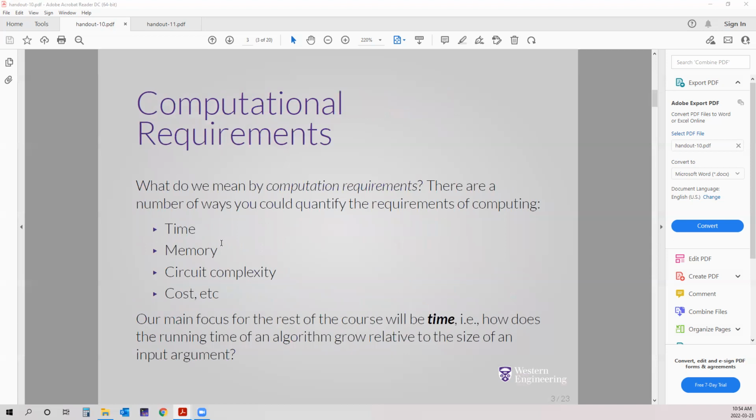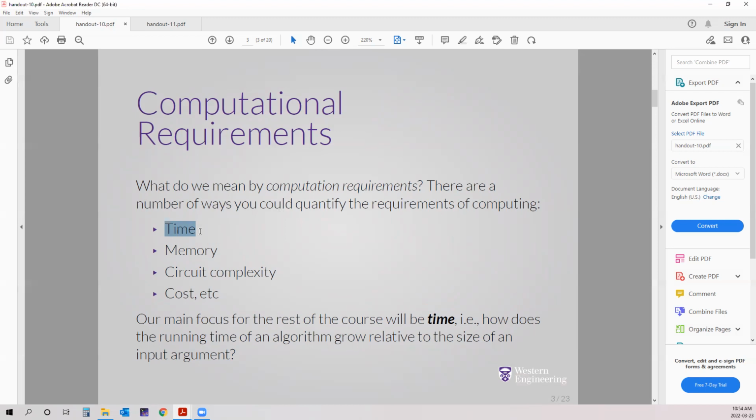Computational requirement. We have time, memory, circuit complexity, cost, etc. What do we mean by computation requirements? There are a number of ways that we could quantify the requirements of computing based on time, memory, circuit, cost, available machine, etc. Our main focus for the rest of this course will be time. So we'll consider the time complexity. We'll not go deep into memory and circuits, those are mainly for hardware engineers. So in software, we concentrate on timing.